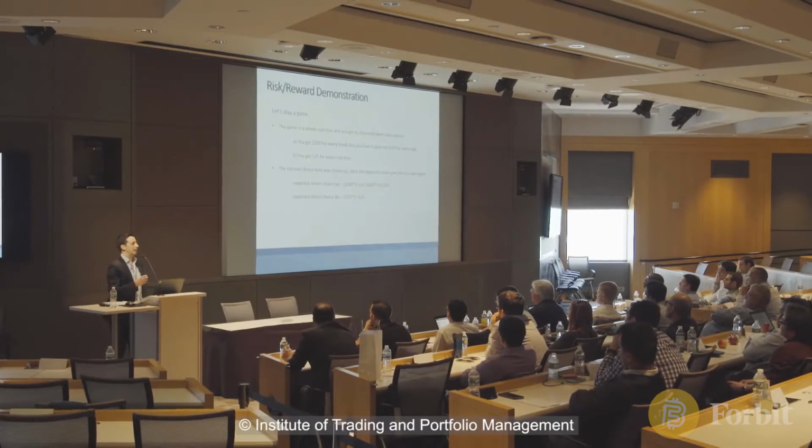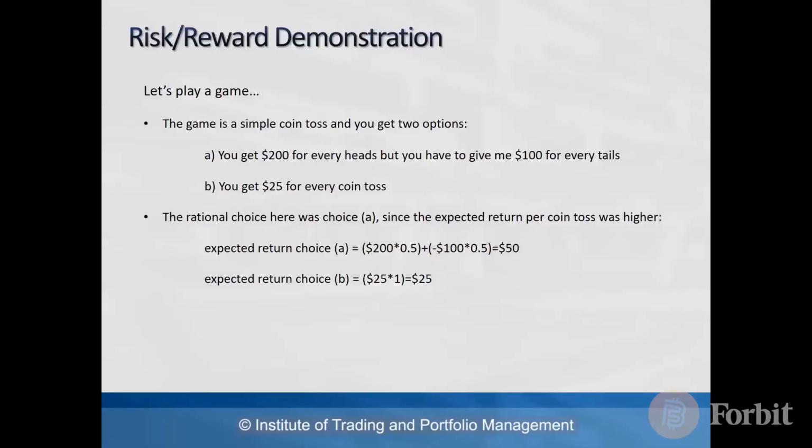The reason being that the expected return per coin toss is higher for option A. So we calculate expected return simply by taking the probability of an outcome times the payoff of that outcome. So for choice A there is $200 times 50% for the heads plus minus $100 for the tails, which is plus $50 per coin toss. That's your expected return. Whereas in option B, it's only $25 per coin toss.